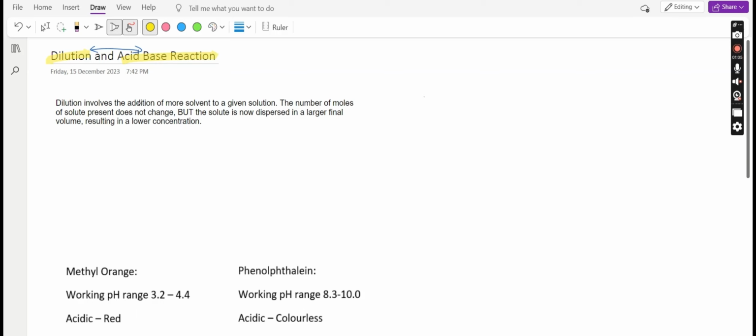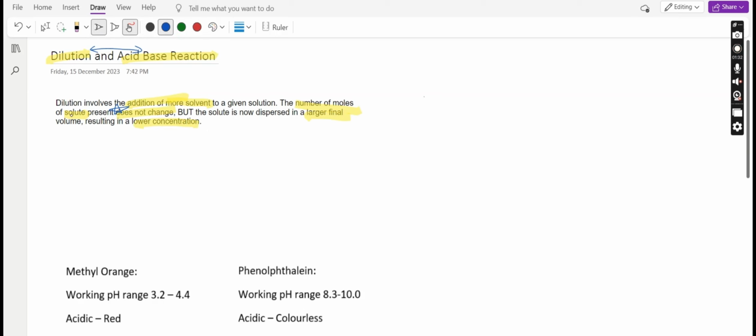So dilution is the addition of more solvent, and your solvent is usually water, and the number of moles of solute does not change. This is very important. But the solute is now dispersed in a larger final volume, hence resulting in a lower concentration. So what the heck does this mean?